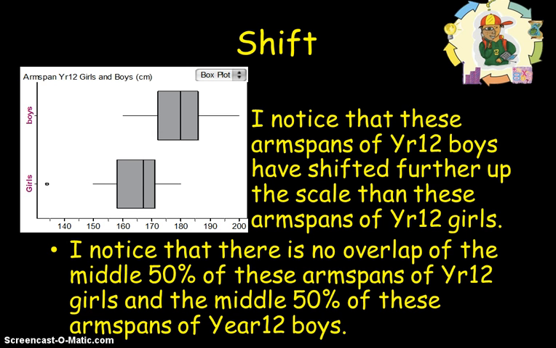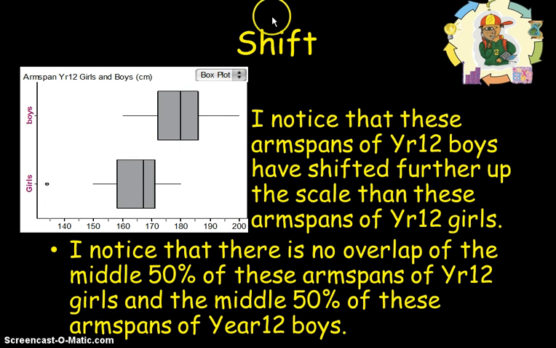So shift is when, for example this one, I'm going to talk about the middle 50%. This middle 50% here looks about the same as the middle 50% here, except it's just moved up the scale a bit. So for shift, I would say I noticed that the arm spans, because these are arm spans, of year 12 boys have shifted further up the scale than those of the year 12 girls.